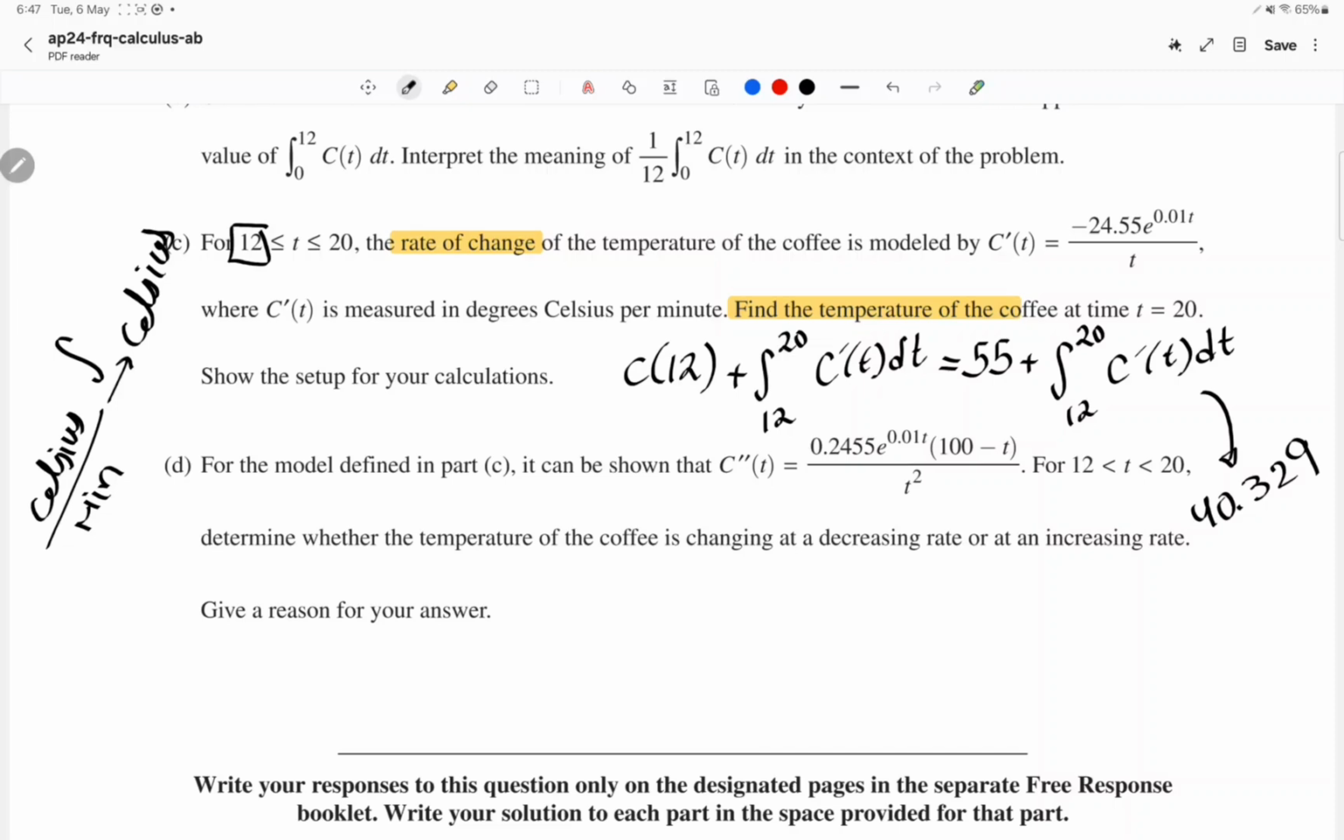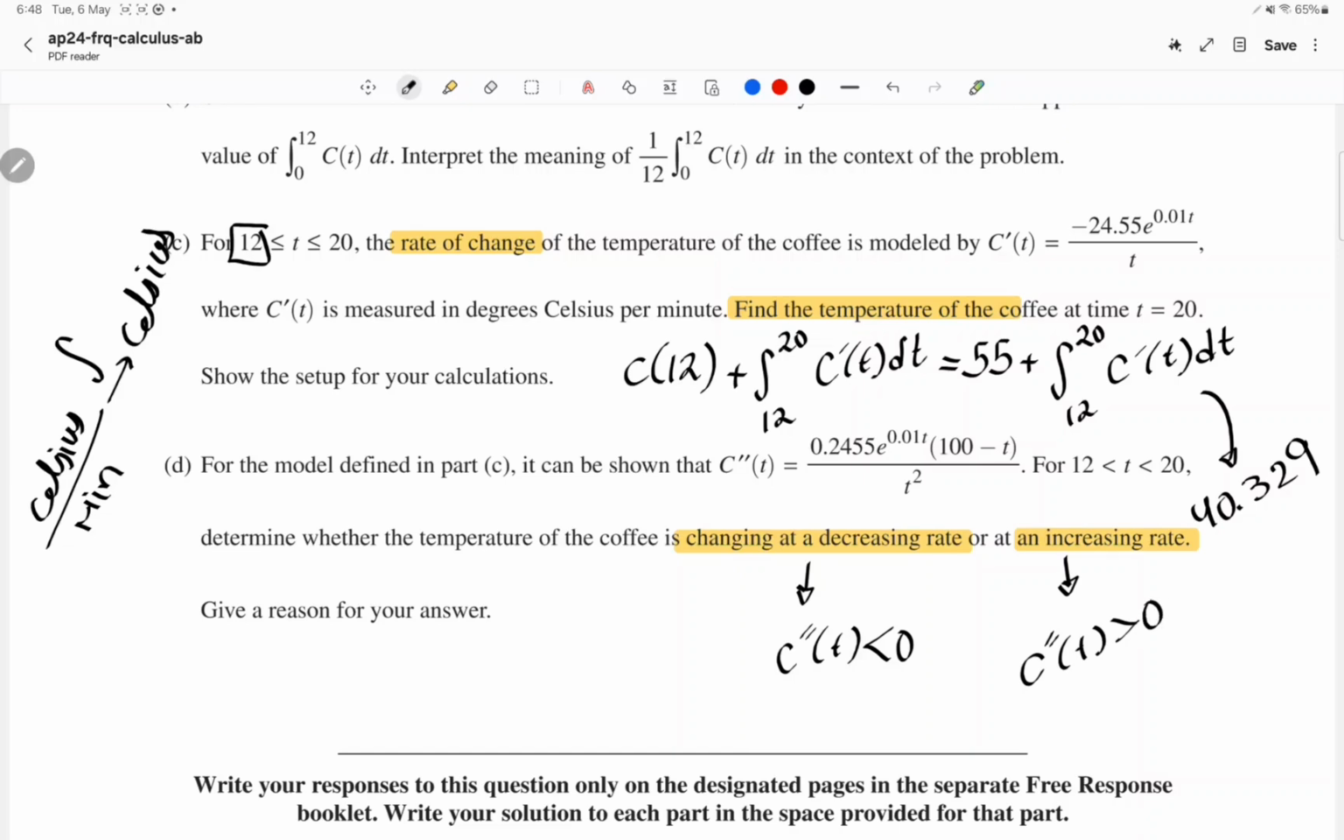double prime is equal to this. And they're saying now, determine whether the temperature is changing at a decreasing rate or changing at an increasing rate. Okay, so let me tell you what's going on here. Do you know what it means to say changing at decreasing rate or changing at increasing rate? Okay, so if they're saying changing at decreasing rate, that means that the C double prime is negative. And if they say changing at an increasing rate, that means your C double prime is positive.